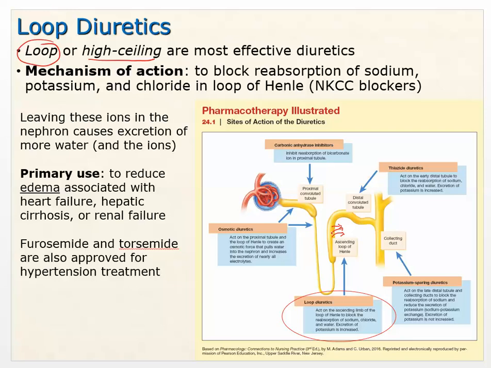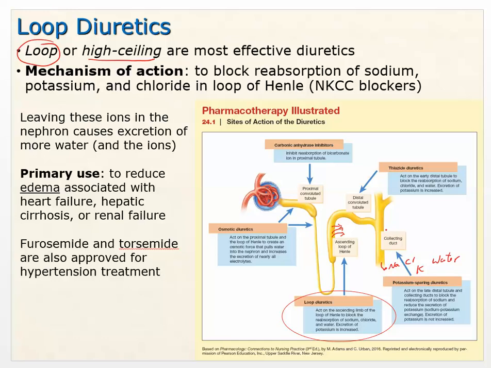So now what does that mean? That means that those particles are staying in there, which means water is going to stay in, okay? Because water through osmosis is going to follow those particles. And if those particles don't leave, the water doesn't leave. So what that means is what gets excreted is sodium, chloride, potassium, and water. Okay, so more of that is going to be excreted.